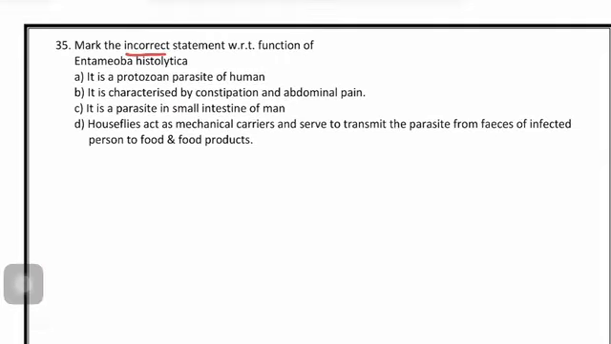Mark the incorrect statement with respect to Entamoeba histolytica. It's a protozoan parasite of human, right? It is characterized by constipation and abdominal pain, correct? It's a parasite of small intestine of man. This is incorrect. It's a parasite of large intestine. So answer most likely should be C.